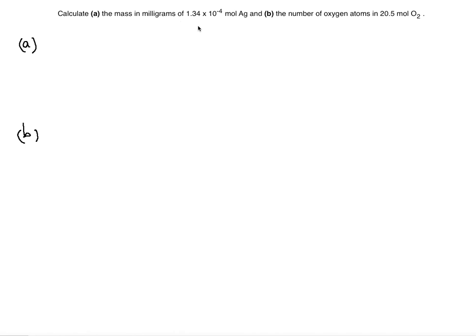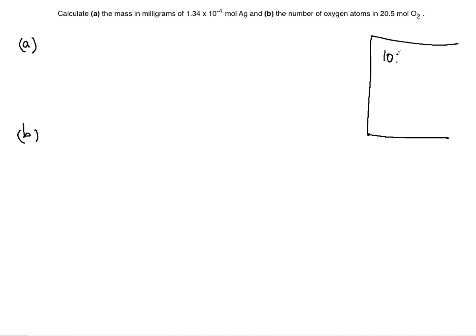Calculate the mass in milligrams of 1.34 times 10 to the negative 4 moles of Ag and the number of oxygen atoms in 20.5 moles of O2. Okay, so what we need to understand is the molar mass. If you look up the periodic table, the molar mass of Ag, that's row 4. So Ag gives us, I'm just going to put it here as a note, the molar mass of Ag is 1.07.